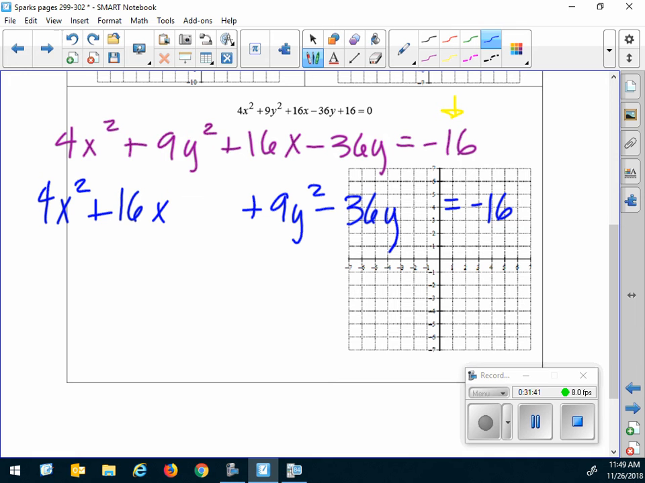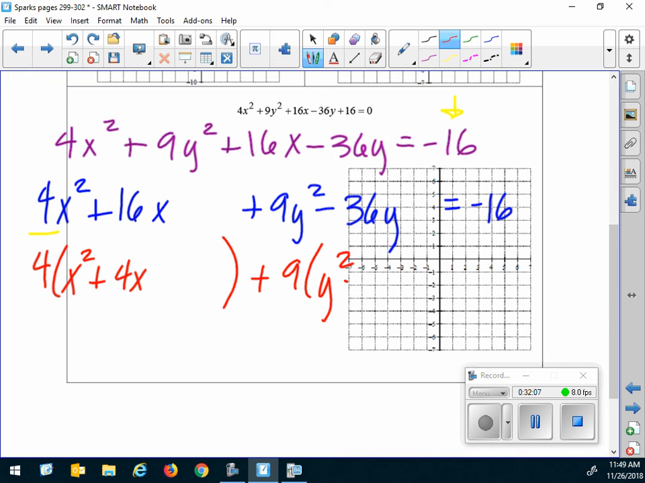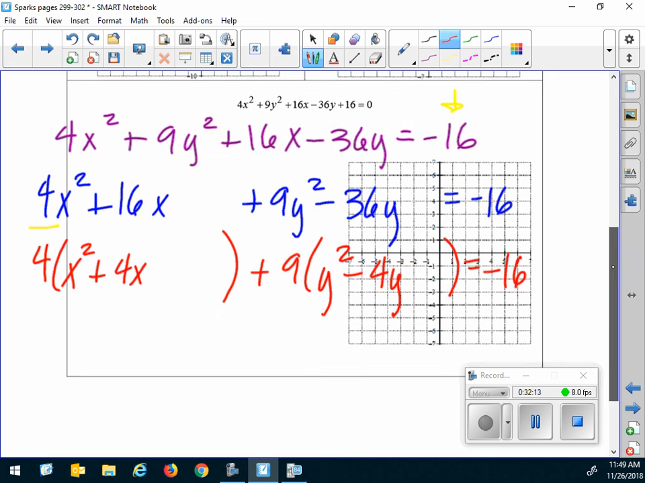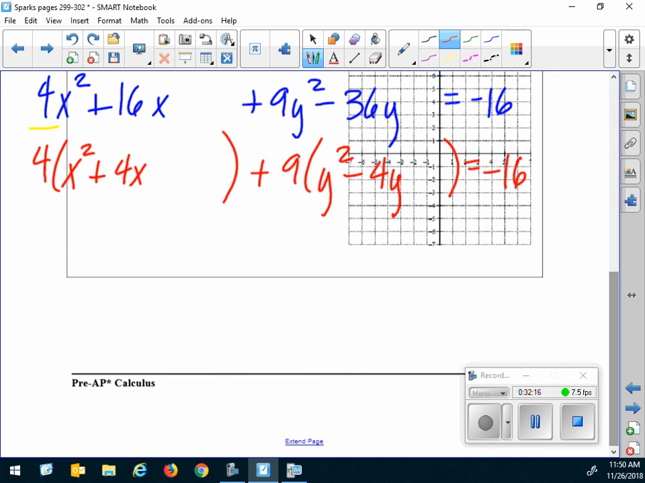Ladies and gentlemen, you cannot complete a square unless the leading coefficient is 1. This leading coefficient right here is not 1. So here's what I have to do, and it may have been a while since you've done a completing the square with this. Now the leading coefficient right here is 1, and the leading coefficient right here is 1.